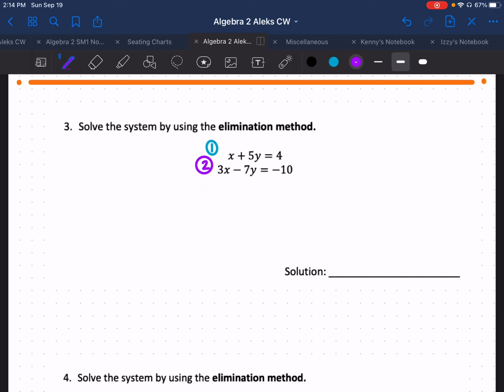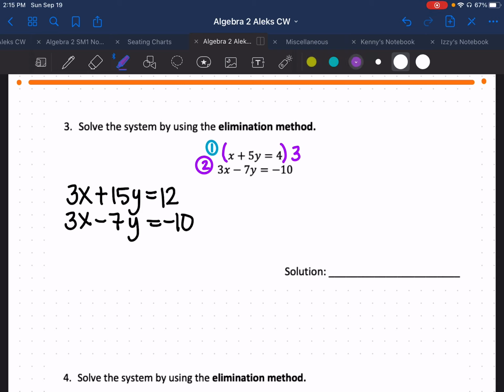So what I'm going to go ahead and do is I'm going to take this first equation and I'm going to multiply it by 3. That is going to give me 3x plus 15y equals 12. Here's my new equation 1, and then my equation 2 is simply going to stay the same.